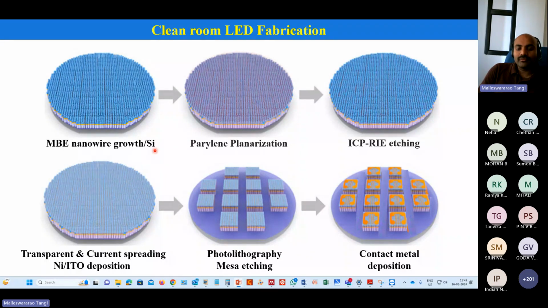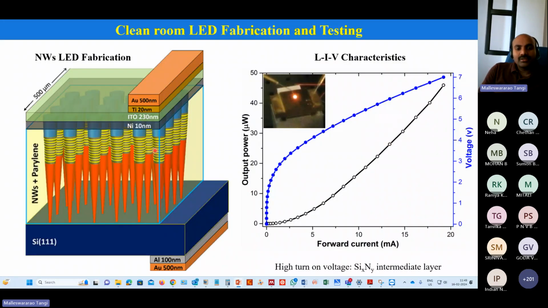Then we did photolithography and mesa etching in order to get device areas of 500 micron by 500 micron, and eventually we deposit metal pads on top of these mesa etched devices. So this is the eventual device structure, where you have a silicon substrate. On the backside you have a metal contact, aluminum and gold, the N-type contact. And on the p-type material, we have nickel ITO and titanium gold contacts. And thicknesses are as shown in this image.